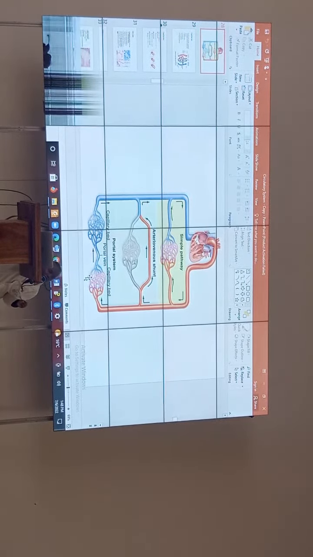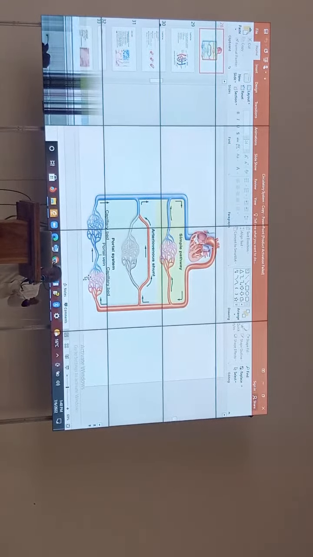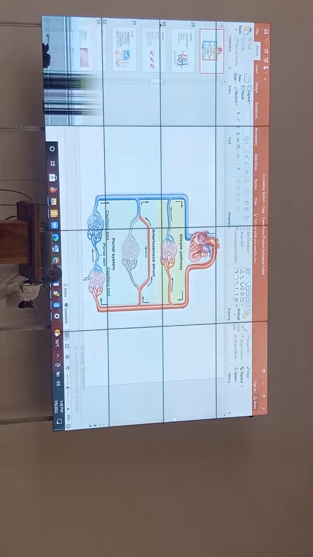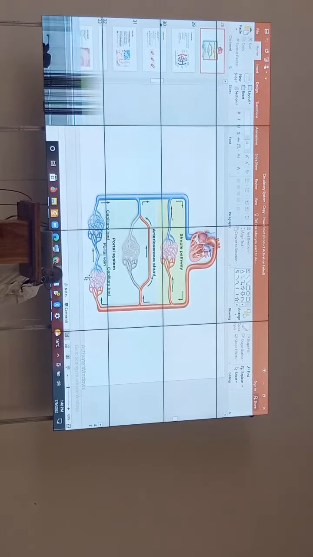At the same time, T lymphocytes are also involved. They are also in the lymph nodes. That's our next topic, by the way, the immune system. Okay, so you'll come and get it later.